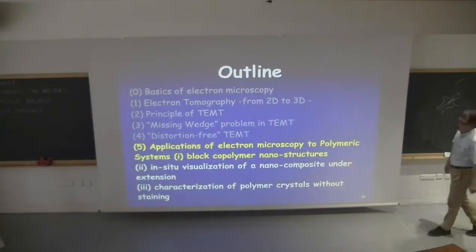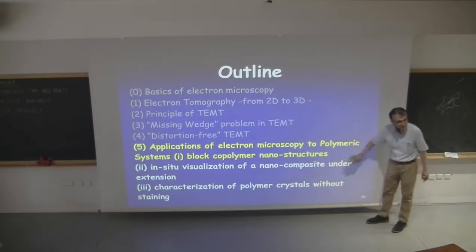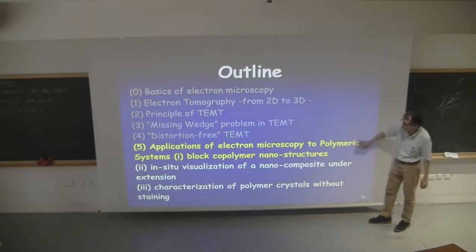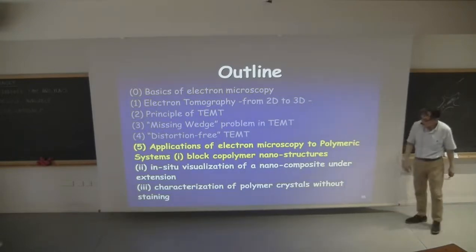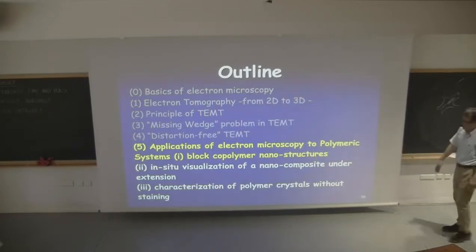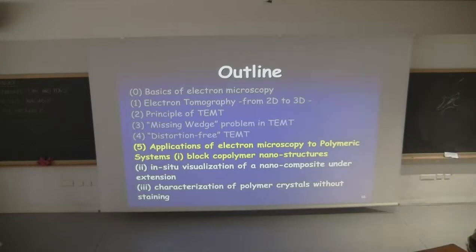So I prepared 3 applications today. I will try to cover them one by one, and hopefully I can finish up to here. The first one is an example using electron tomography: block polymer nanostructures. That's very classic, but that's good to know.